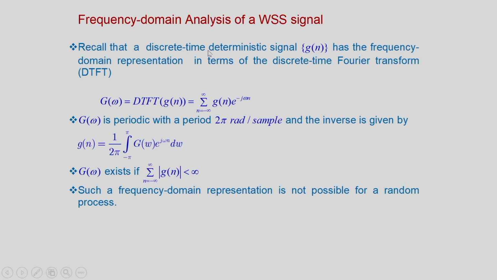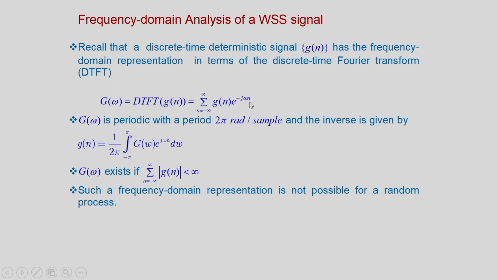Recall that a discrete time deterministic signal g n has a frequency domain representation in terms of the discrete time Fourier transform, DTFT. So, for example, if g n is the signal, then its DTFT is given by the summation of g n e to the power minus j omega n, going from minus infinity to plus infinity. This is the definition of the discrete time Fourier transform, and it is denoted by capital G of omega.